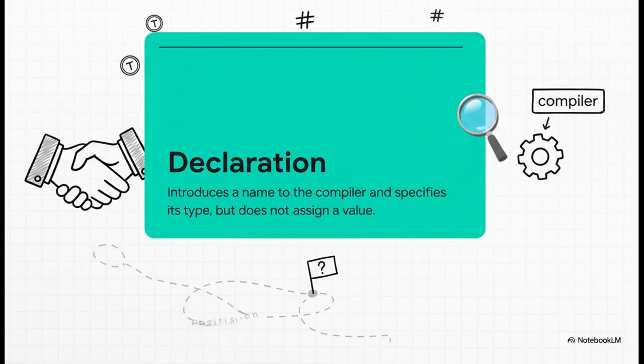You're basically saying, hey, compiler, I'd like to introduce you to a new name I'm going to be using. It's called position. And here's what kind of thing it is. This first step doesn't give it a value just yet. It just lets the compiler know it exists and what to call it.